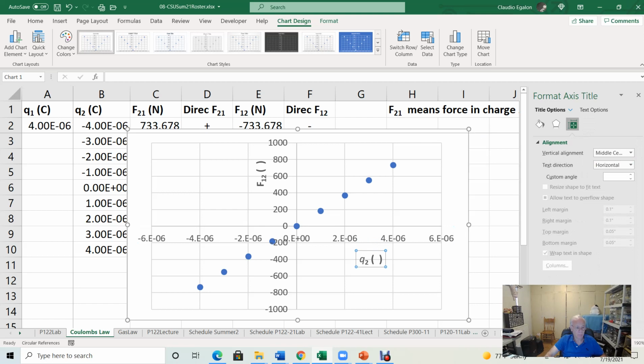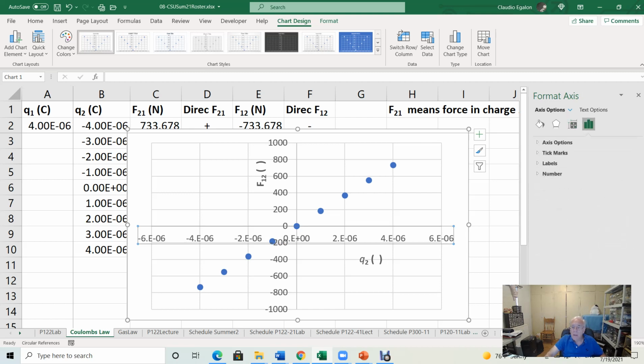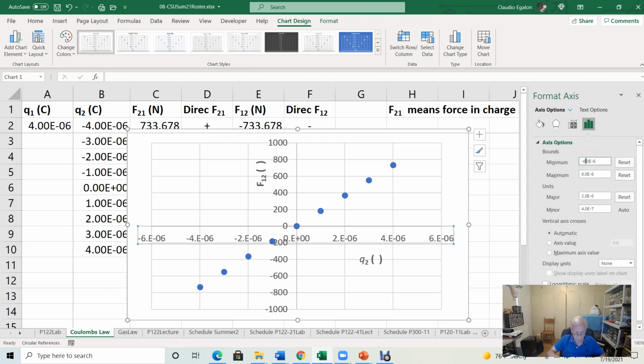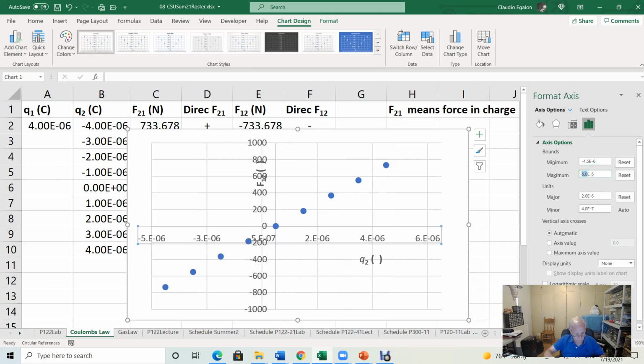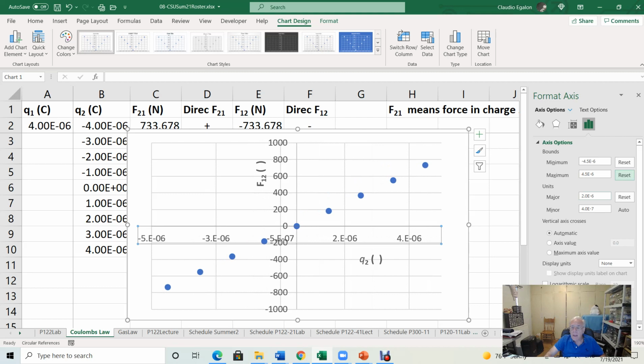Charge and force. Can you do better? Let's see. 4.5. Let's see. 1, 1.5, 3. I think we can go to 4.5. Let's do 4.5 here. I don't like that there's too much space here. Axis option. 4.5. Okay, and then we're going to get 1.5.